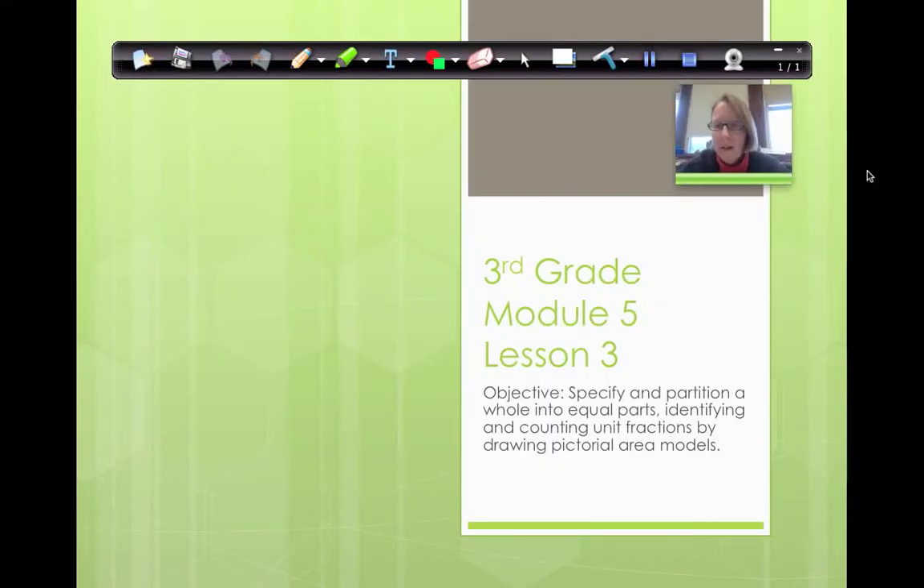Hello! Today we're going to do Module 5, Lesson 3. Our objective today is that we're going to specify and partition a whole into equal parts, identifying and counting unit fractions by drawing pictorial area models.